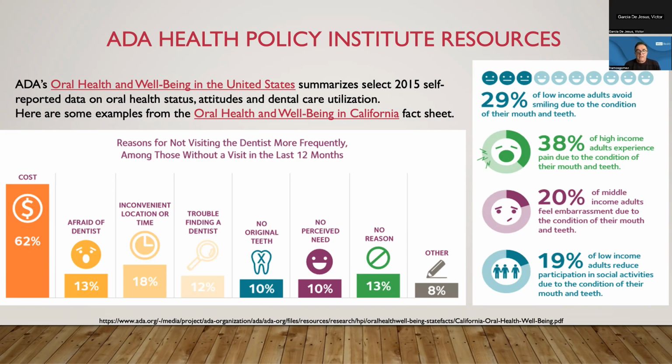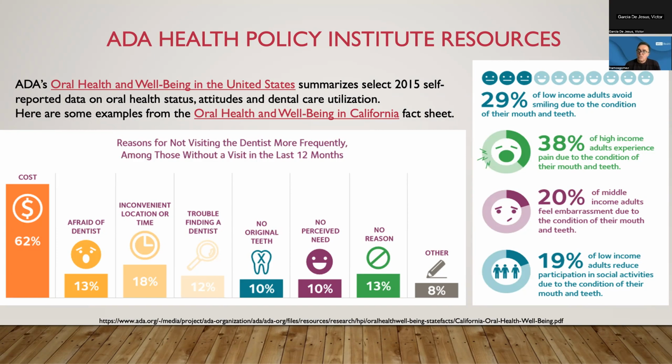But also the fact that 29% of low-income adults avoid smiling due to the condition of their mouth and teeth, and also 19% of low-income adults reduce participation in social activities due to the condition of their mouth and teeth. This is something that really has huge social impact in our families, in our patients, and the people we're trying to reach, right? 38% of high-income adults experience pain due to the condition of their mouth and teeth. That's pretty severe. 38% of high-income adults experience dental pain.